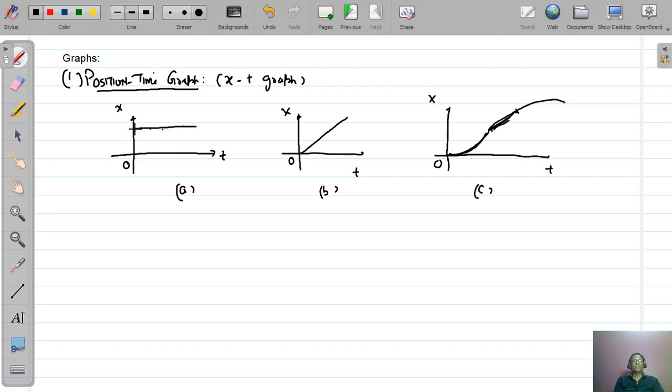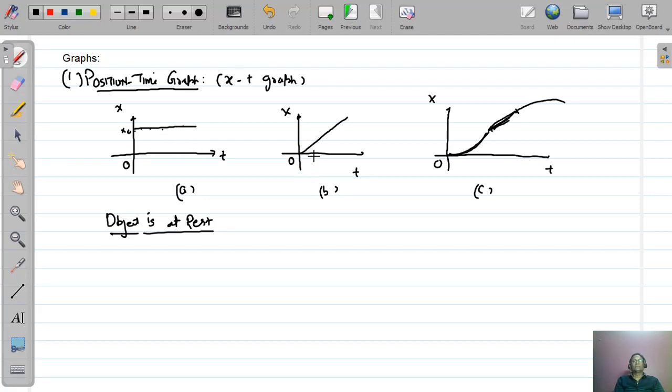At this point, position is this. At this point, position is this. Say this position is x0. The position is the same, but time is changing. So we can say the object is at rest. That means the object is not in motion. Position is not changing with time. So we say, with reference to this origin, this object is at rest.